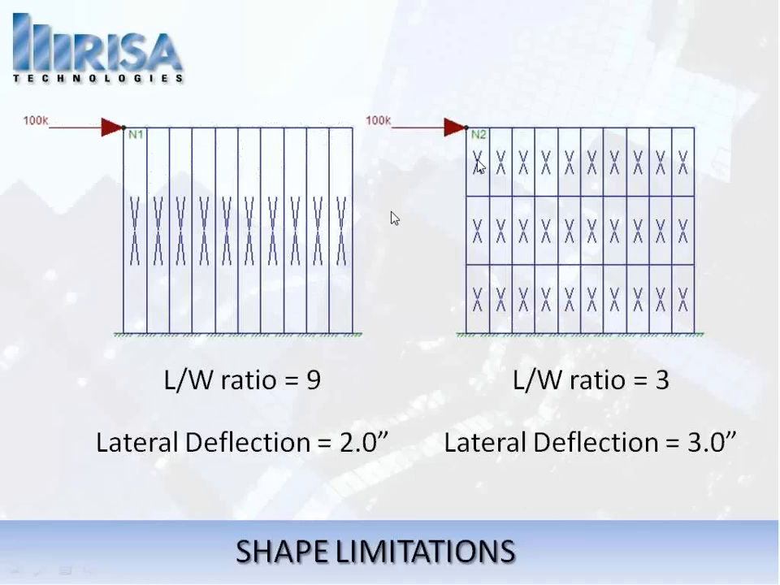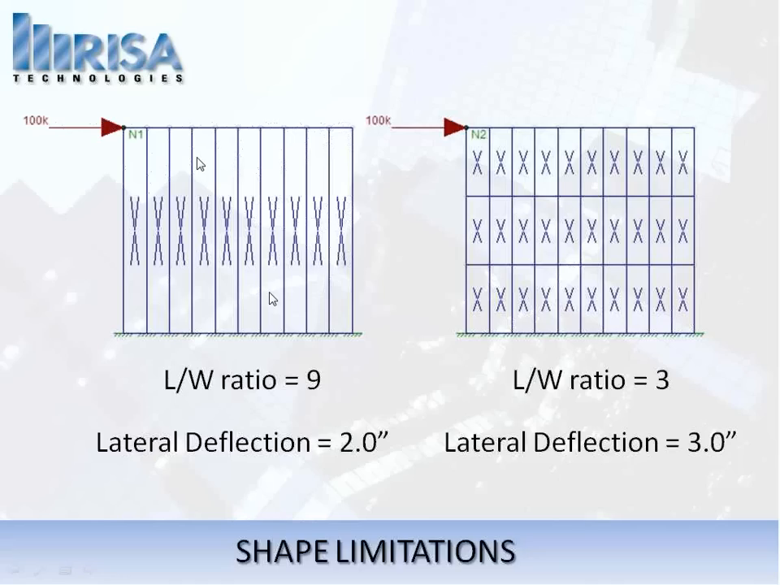Now I submeshed each one of those plates 1 by 3 in order to get a length to width ratio of 3. Still well within our bounds, and of course both of these are giving us correct numbers. But here I get a lateral deflection of 3 inches, and this 3 inches is actually closer to the theoretical actual deflection of this wall. What's the reasoning behind that?